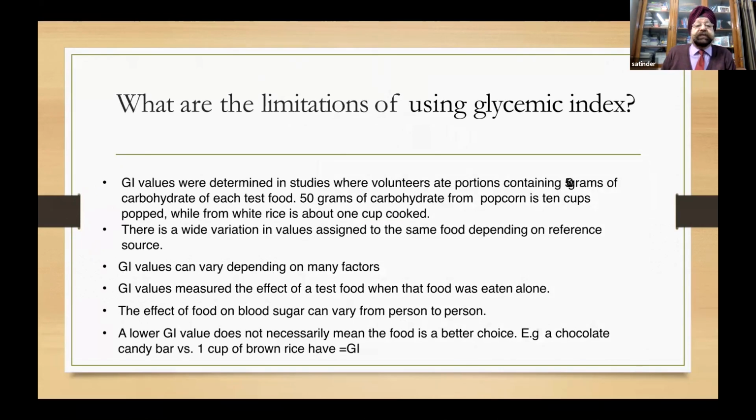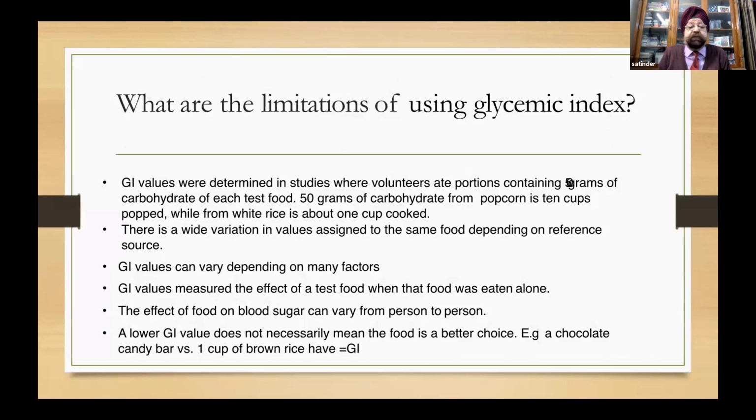GI values were determined in studies where volunteers ate portions containing 50 grams of carbohydrate of each test food. 50 grams of carbohydrate from popcorn is 10 cups of popped popcorn, while from white rice, 50 grams is about 1 cup. So the quantity could vary in a huge way. There's also a wide variation in values assigned to the same food by various reference systems. So that again creates a discrepancy.